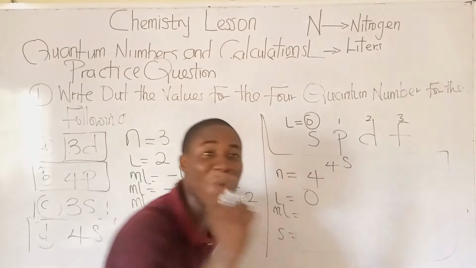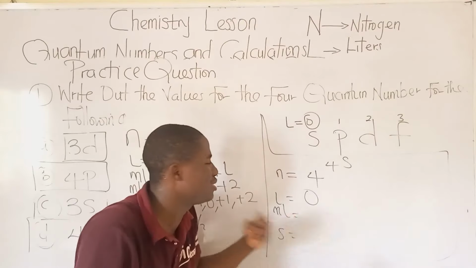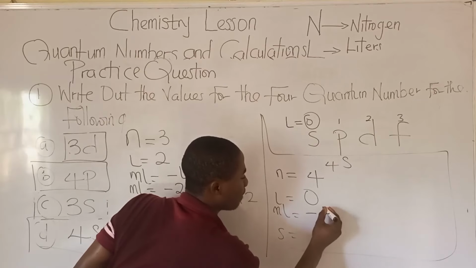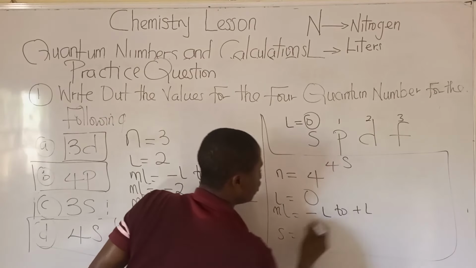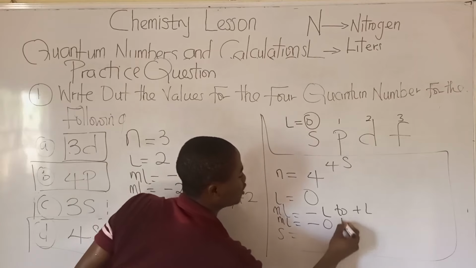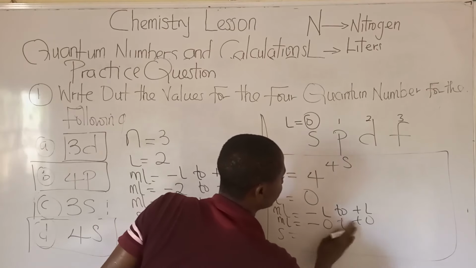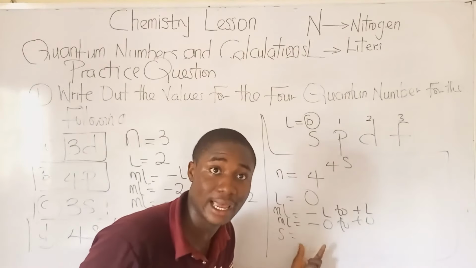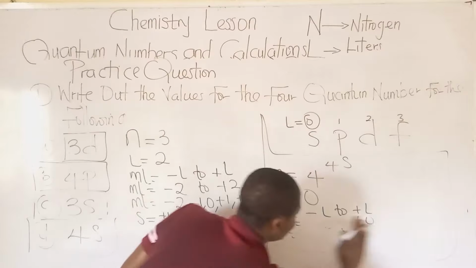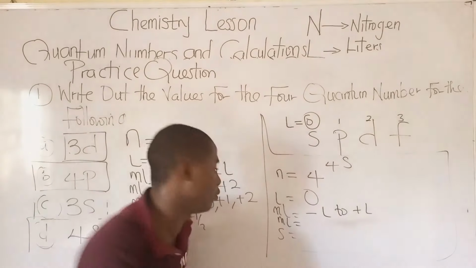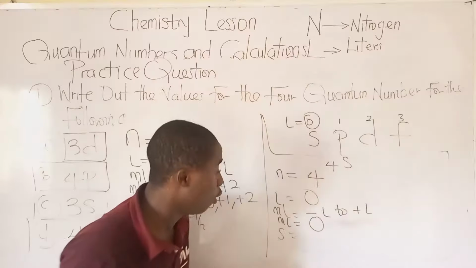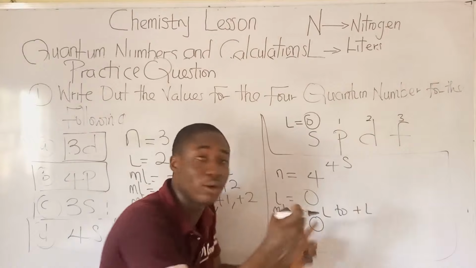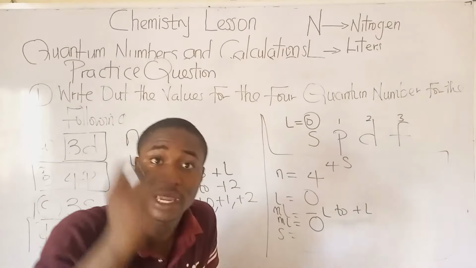And what becomes our ml value? It becomes 0 also. Since the l value is 0, are we going to get a number for ml? No, because you know already that ml ranges from minus l to plus l. Minus 0 to plus 0, we have no numbers between them. 0 is simply 0. So when the l value is 0, our ml value is going to be 0 also.